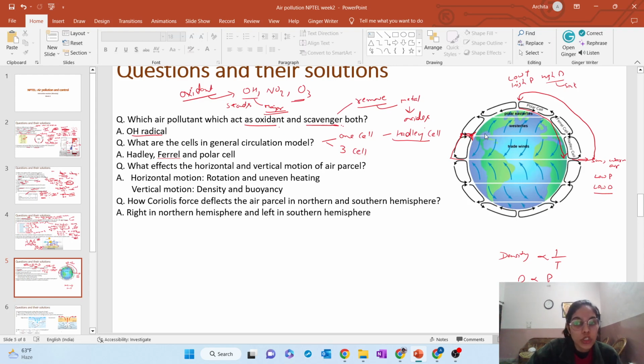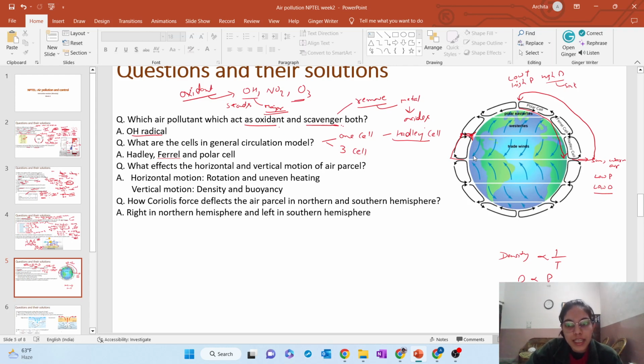Okay, the difference comes here: in the one cell model, it says that there is a unidirectional flow. It is going from the equator towards the pole, and the cold air is coming from the pole towards the equator. There is no change or no mix up.